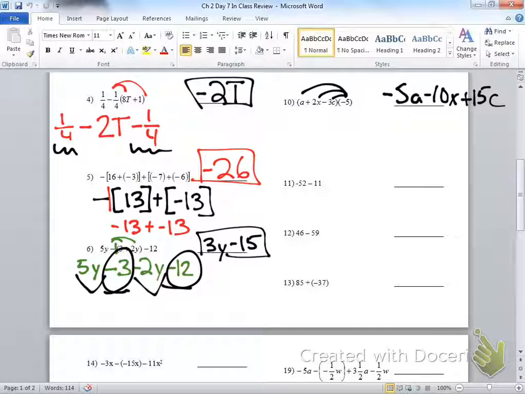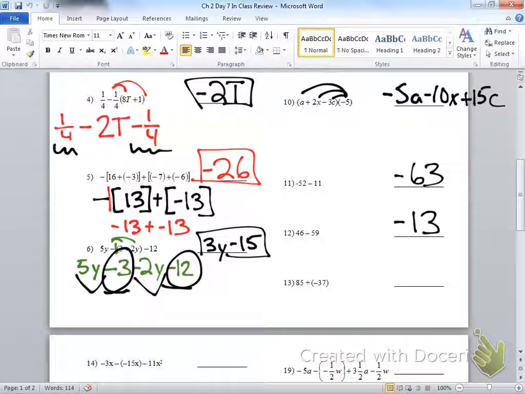Number 11. What did you guys get? Negative 63. Good. Signs are the same. Add the numbers, keep the signs. Number 12. What did you guys get? Negative 13. Good. The signs are different, so you subtract the numbers, keep the sign of the larger one, or just remember you're taking away more than you have.